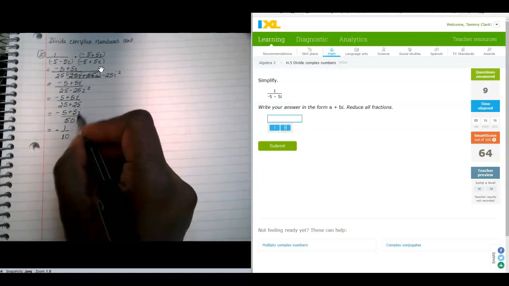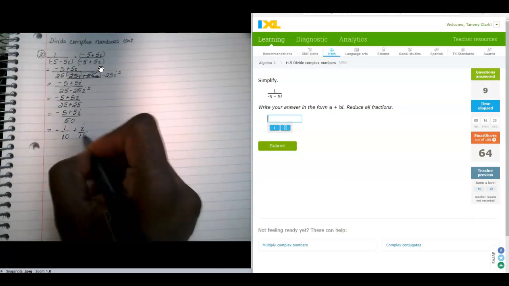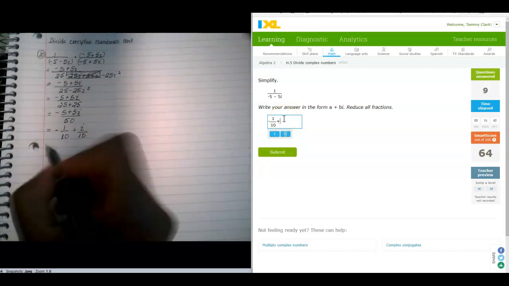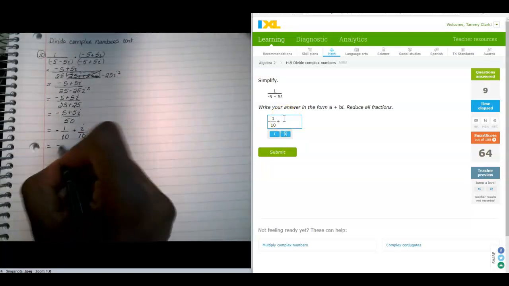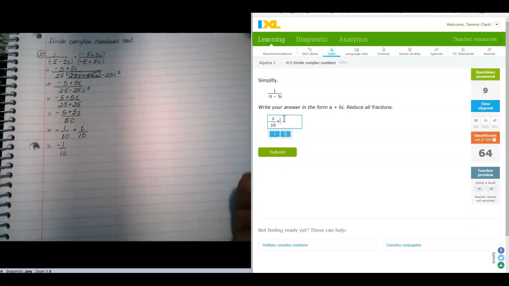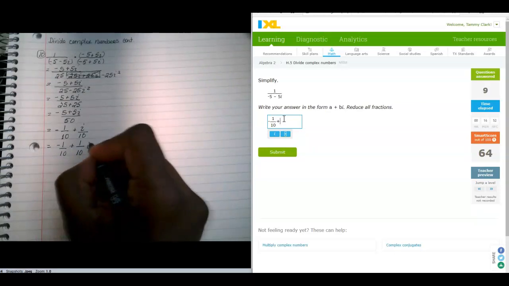And then here, 5i over 50. We're going to reduce that. Well, 5 goes into 5 once. So that leaves us i. And 5 goes into 50 10 times. So here's our answer. It is -1 over 10 plus, well, instead of saying i over 10, let me correct that. Remember, there's an imaginary 1 in front of that i. So we're going to put plus 1 over 10 i.